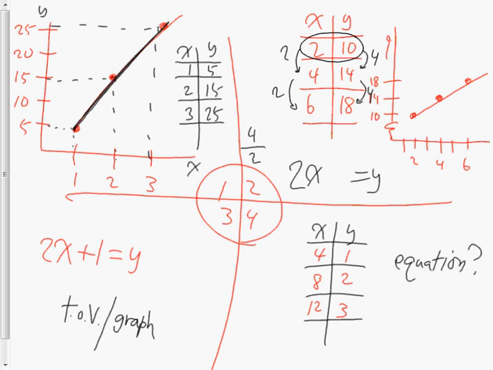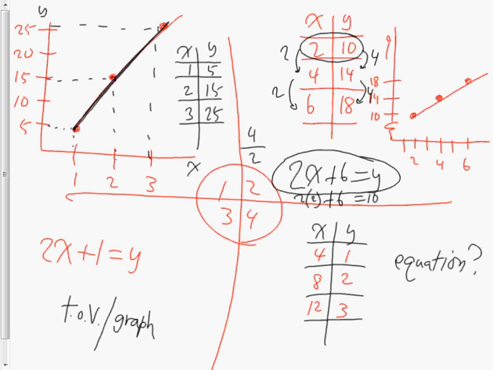Use that first pair of 2, 10. Substitute it in. 2 is my x. 10 is my y. 4 does not equal 10, but if I add 6 to it, it does. So then I know that my equation must be 2x plus 6 equals the y value.